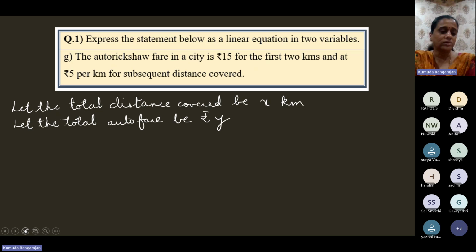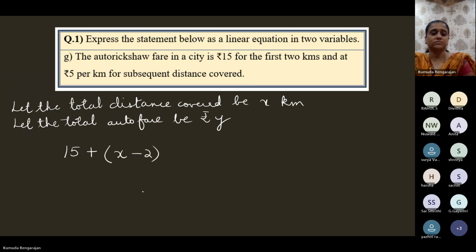So now let's do it. The fare for the first 2 kilometers is 15 rupees. So 15 plus the fare for the remaining distance. The total distance is X, so the remaining distance will be X minus 2, into 5 rupees. So I'll just put that 5 here. Now when you add these two, you will get the total fare, which is Y.